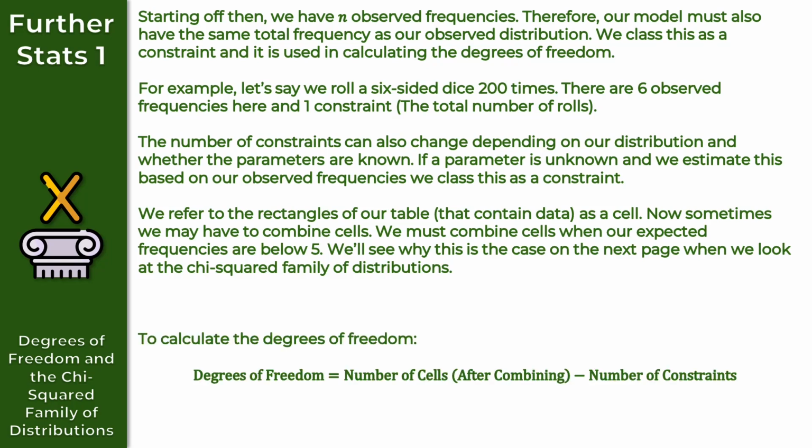To summarize this page, to calculate the degrees of freedom, the degrees of freedom is equal to the number of cells after we combine. This is very important: we don't do it before combining, this is after combining. And then we subtract the number of constraints. In the case of the 6-sided dice that we roll 200 times, there are 6 observed frequencies and we have 1 constraint. So the degrees of freedom would be 6 minus 1, and we would have 5 degrees of freedom.